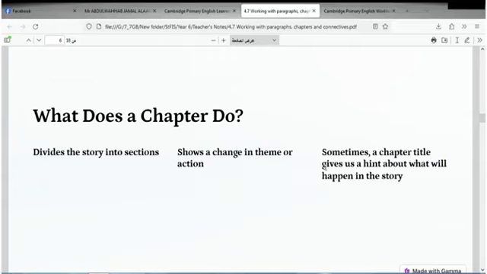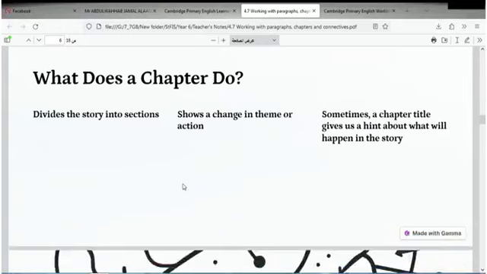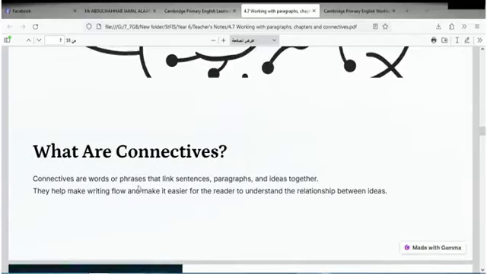And chapters sometimes have titles, like the heading or the title of the story. And of course, from the title, you will have a hint about what the chapter is talking about, what will happen in this story or in this chapter.